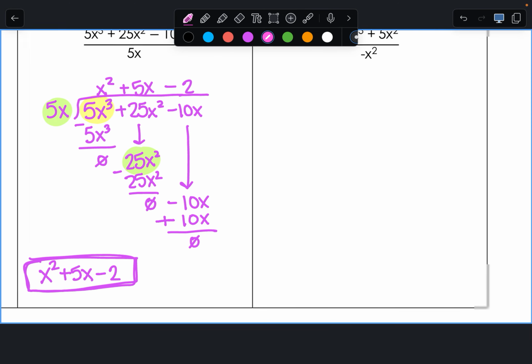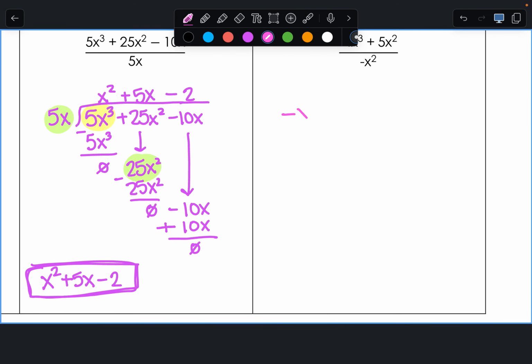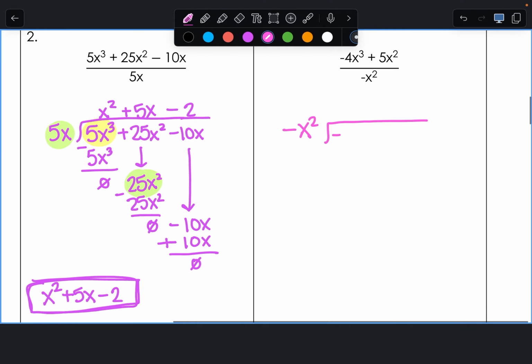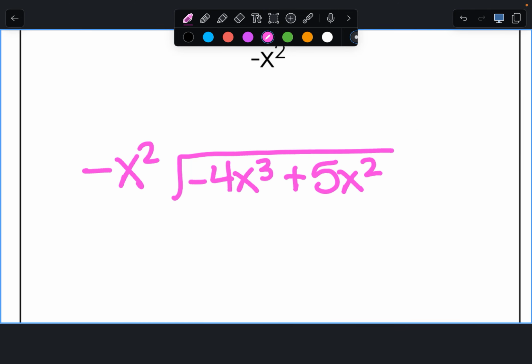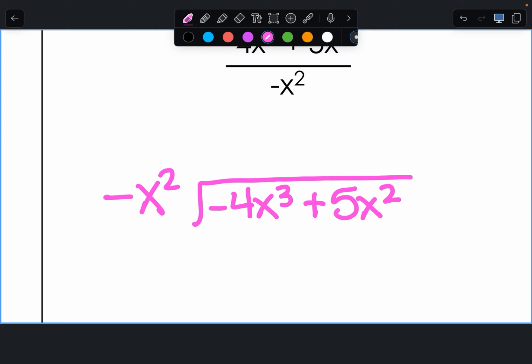Number 3. Negative x squared on the outside. And then what? Negative 4x cubed plus 5x squared on the inside. Everybody ready? Okay. Now, what are you going to multiply by negative x squared to give you negative 4x cubed? 4x. Positive 4x, right? Negative times a positive is a negative. X squared times x is x cubed.